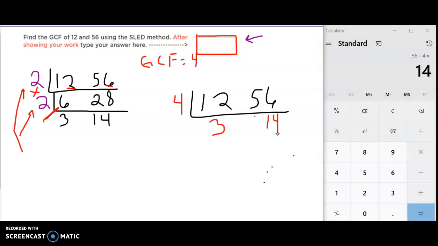Did you get the same thing as you did before? Yeah, you had 3 and 14. So, put up my doorstop. Boop. Who is my GCF? That's right, my GCF is 4. Good job. Let's do another one.